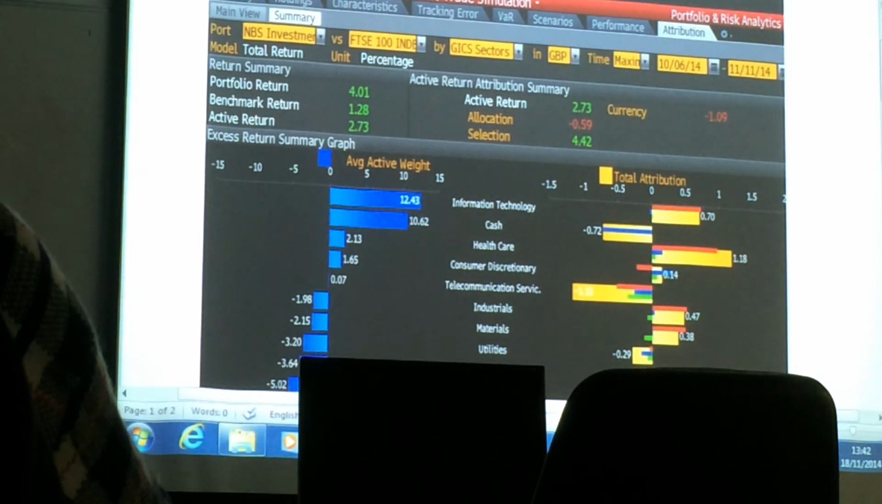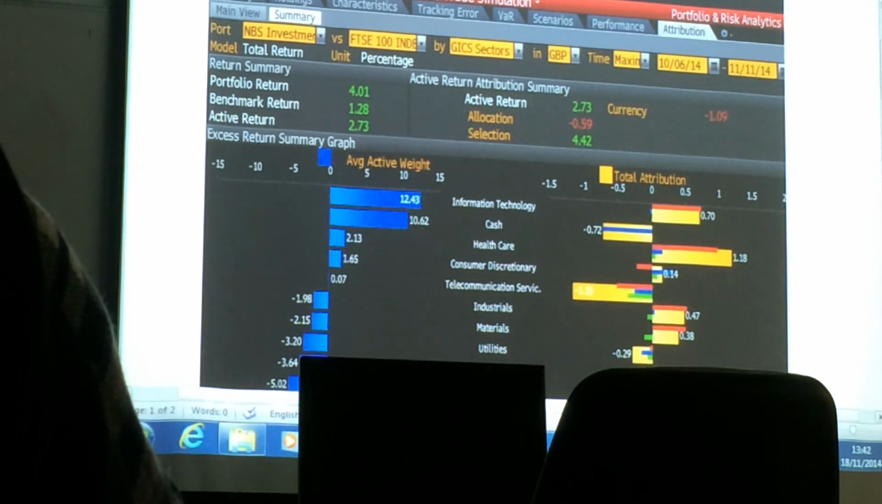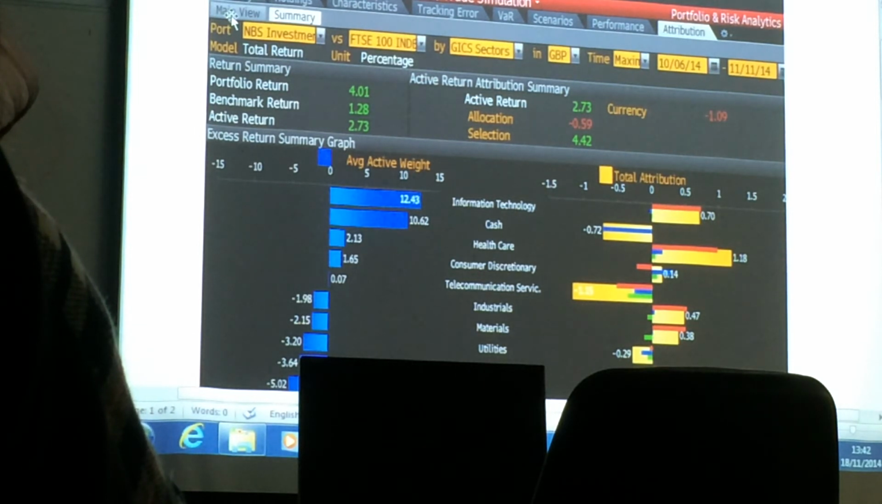This is the attribution summary page. It's within the PORT function, P-O-R-T, under the last tab, attribution. The main view is the numbers, like the Excel spreadsheet we've had. So the numbers behind this are in the main view, but the summary does a very good snapshot.